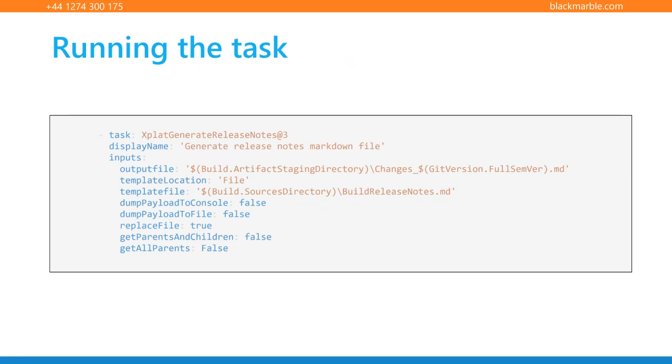So running the task, it's just the task. If you drop it into your release pipeline, fundamentally, all you have to really give it is a template file, or you can declare the template inline, and an output location. There's a whole pile of other flags, which I'm not going to go into, but they basically switch on and off functionality. But the default should be there or thereabouts for most people.